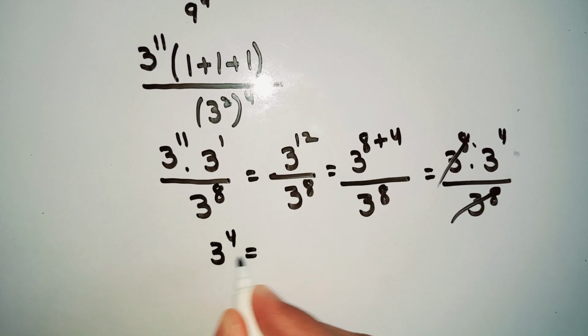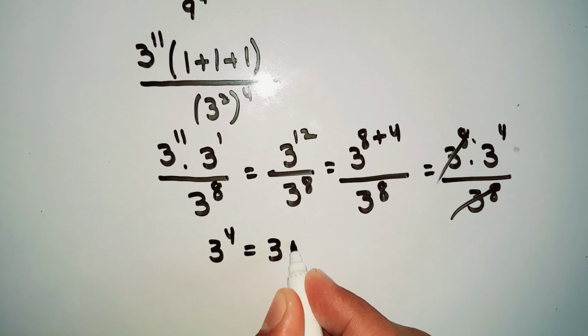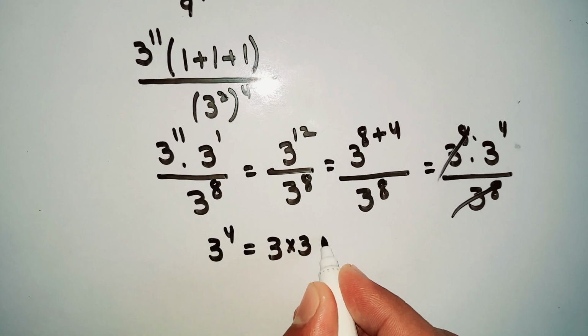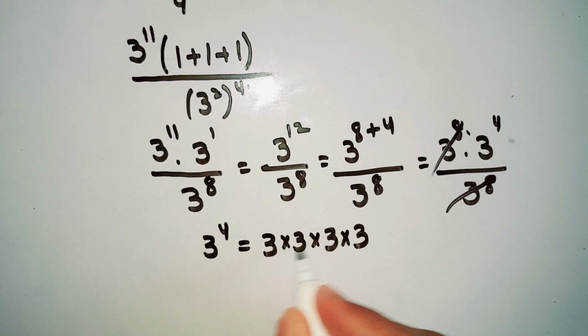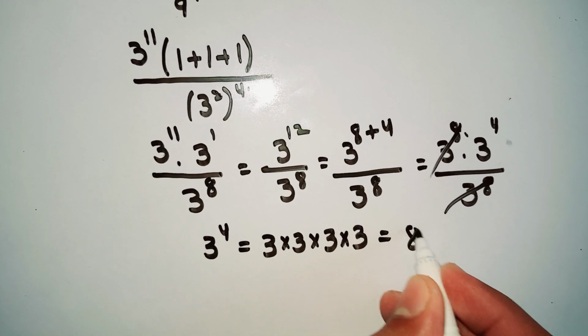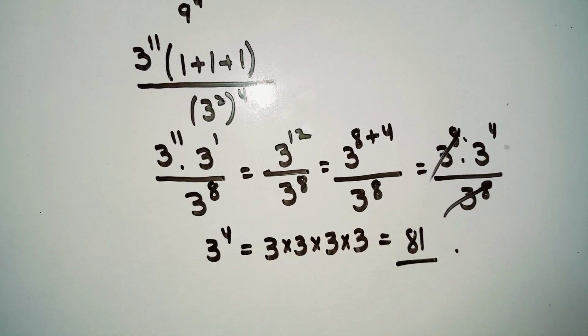So 3 power 4 is equal to 3 multiplied by 3 multiplied by 3 multiplied by 3. So it equals 81. So 81 is our answer.